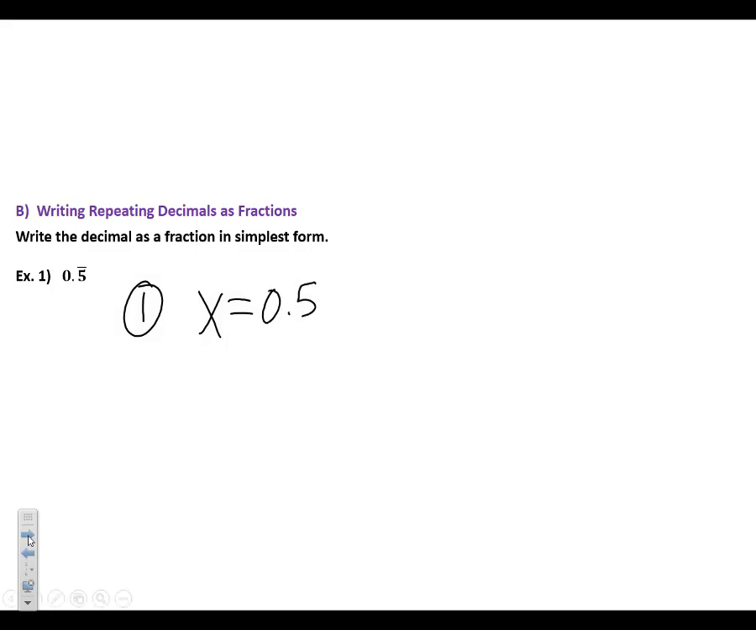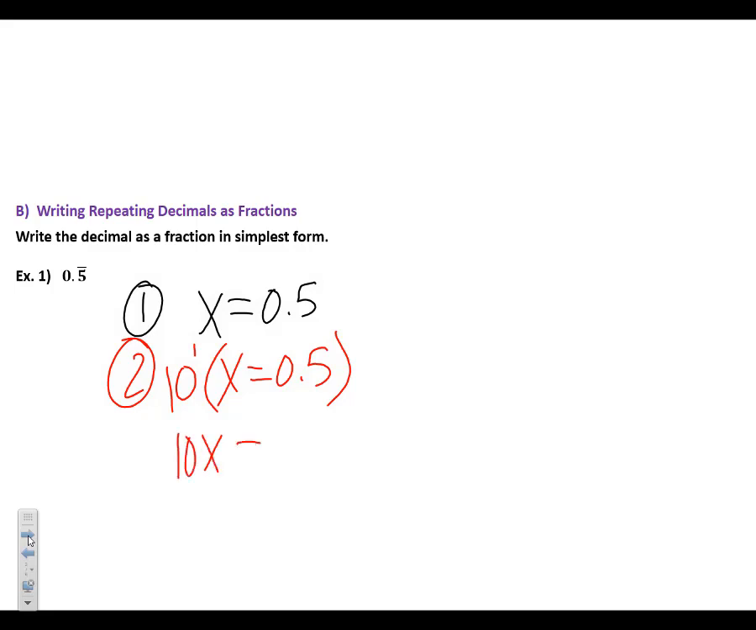So that's simple. Step two, we're going to multiply that equation, x equals 0.5, by 10 raised to the power of the number of digits that repeat. In this particular case, only one. So multiplying it by 10 to the first power means multiplying it by 10. So 10 times x is 10x, equals 10 times 0.5 is 5.5. That's what we're going to do. We're putting that decimal on the end, because remember, that 0.5, I could put as many 5s after as I want. So I've got to put that decimal 5 on there.